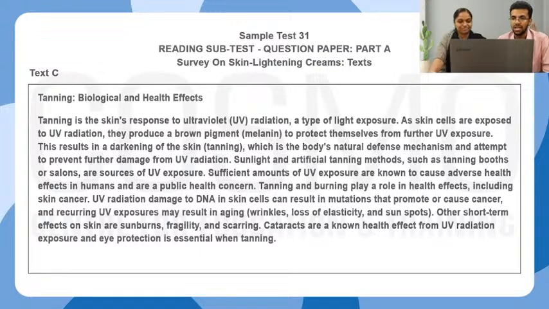Yes, the answer is recurring. Everyone got the answer correct. Recurring means repeated. I think we have discussed it in the last section. The word recurring. Yes, everyone has got it right.